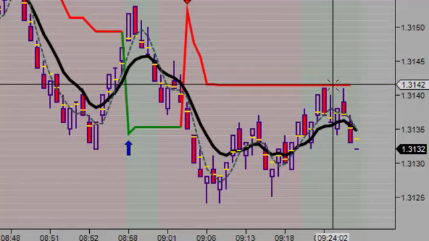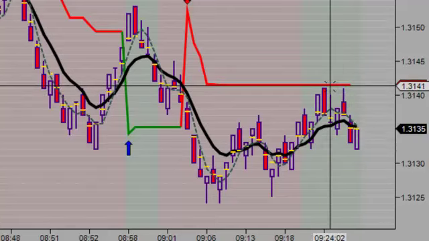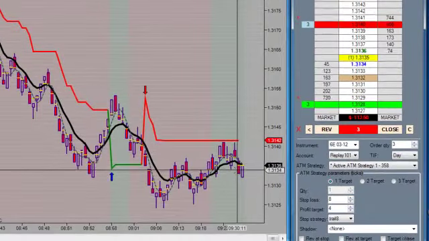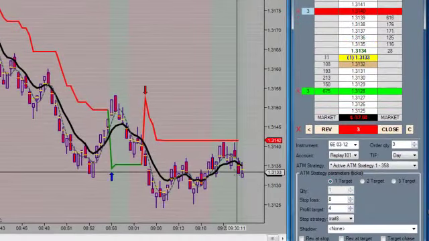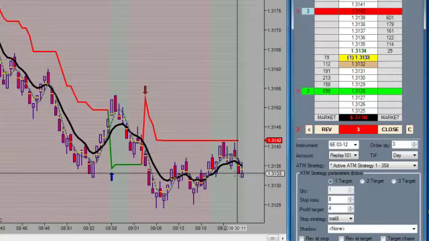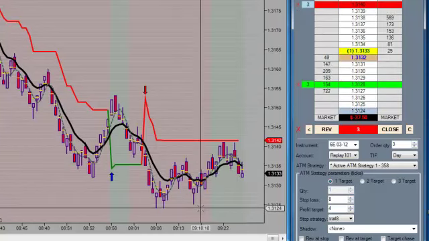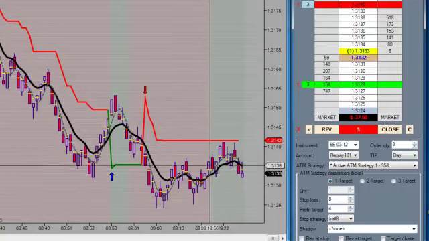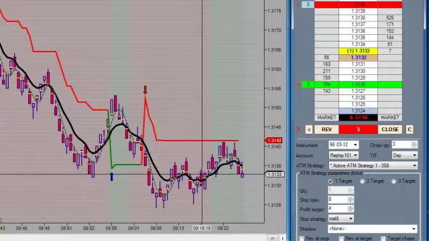So when we have this red line right here, it's telling us short, and what we're looking for is a close of a candle below the red line. Put your strategy in, sit back, relax.